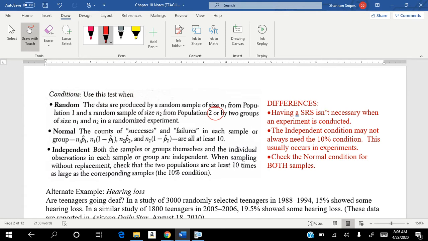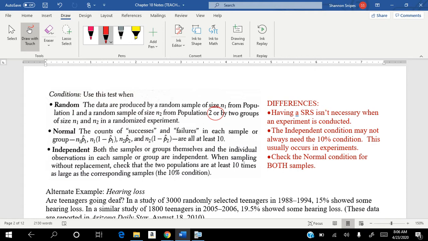All right, normal condition, the counts of successes and failures are all at least 10. Your independent condition, which is your 10% condition, it says both the samples or groups themselves and the individual observations in each sample or group are independent. When sampling without replacement, check that the 2 populations are at least 10 times as large as the corresponding samples. That is your 10% condition.